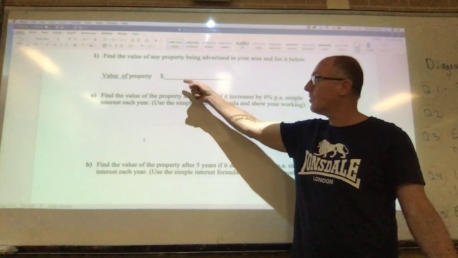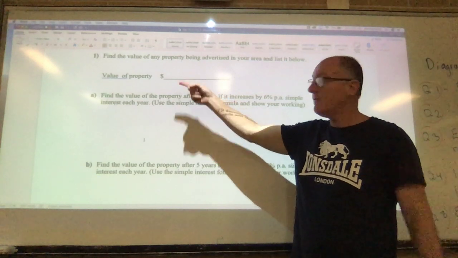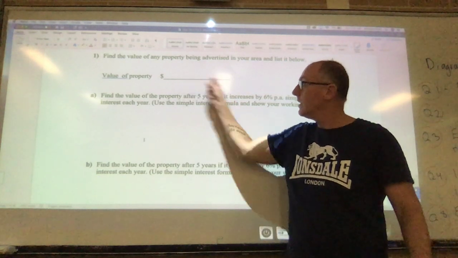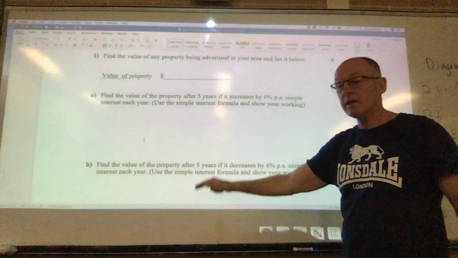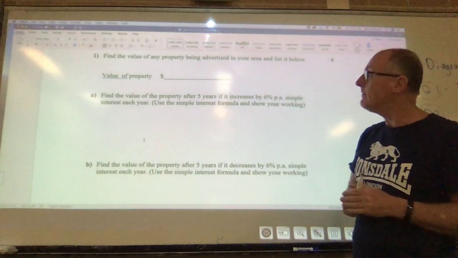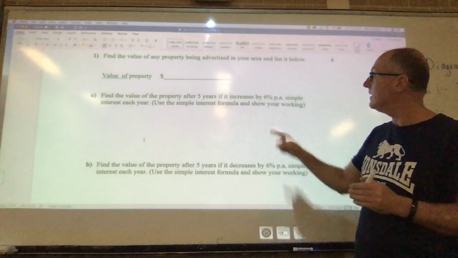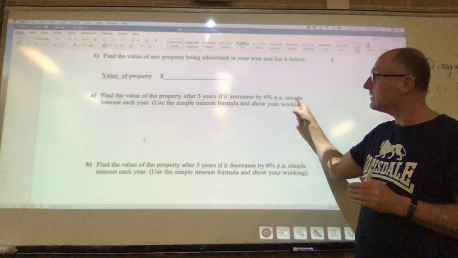So find the value of a property. Pretend it was $695,000. You write your value there, and then answer the questions that go along with it. Find the value of the property after 5 years if it increases by 6% per annum, simple interest.